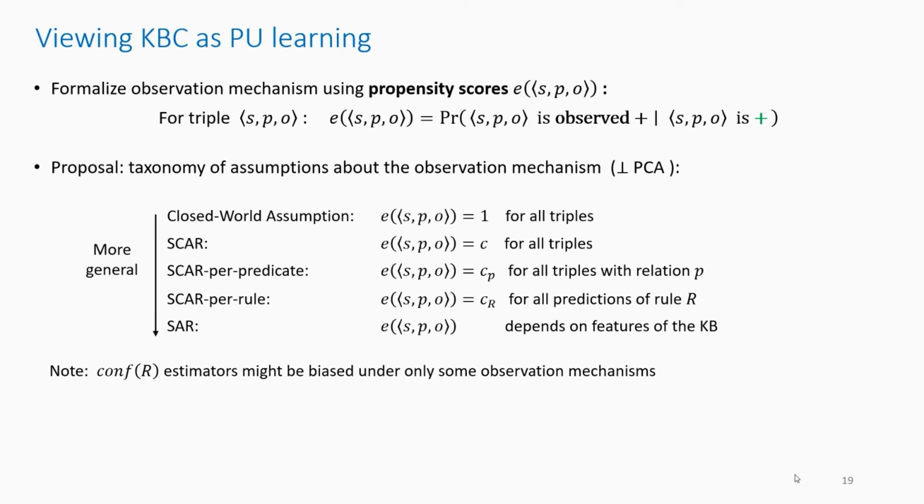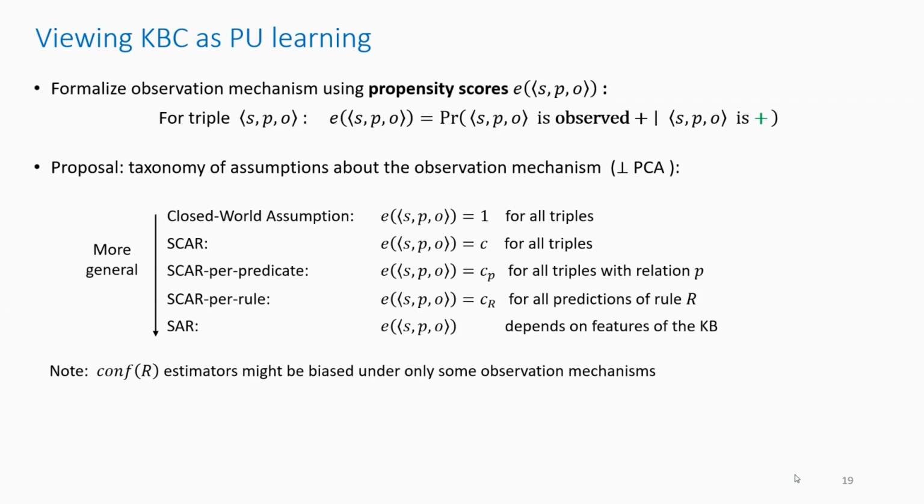So the simplest and most strict assumption that you can make is just a closed world assumption, which just assumes that all positive triples are observed. A bit more general is the SCAR assumption, which assumes that all positive triples have a constant probability of being observed. Next is the SCAR per predicate assumption, which assumes that all positive triples of a specific relation have a constant probability of being observed. Even more general is the SCAR per rule assumption, which says that all triples that are predicted by a rule have a constant probability of being observed.